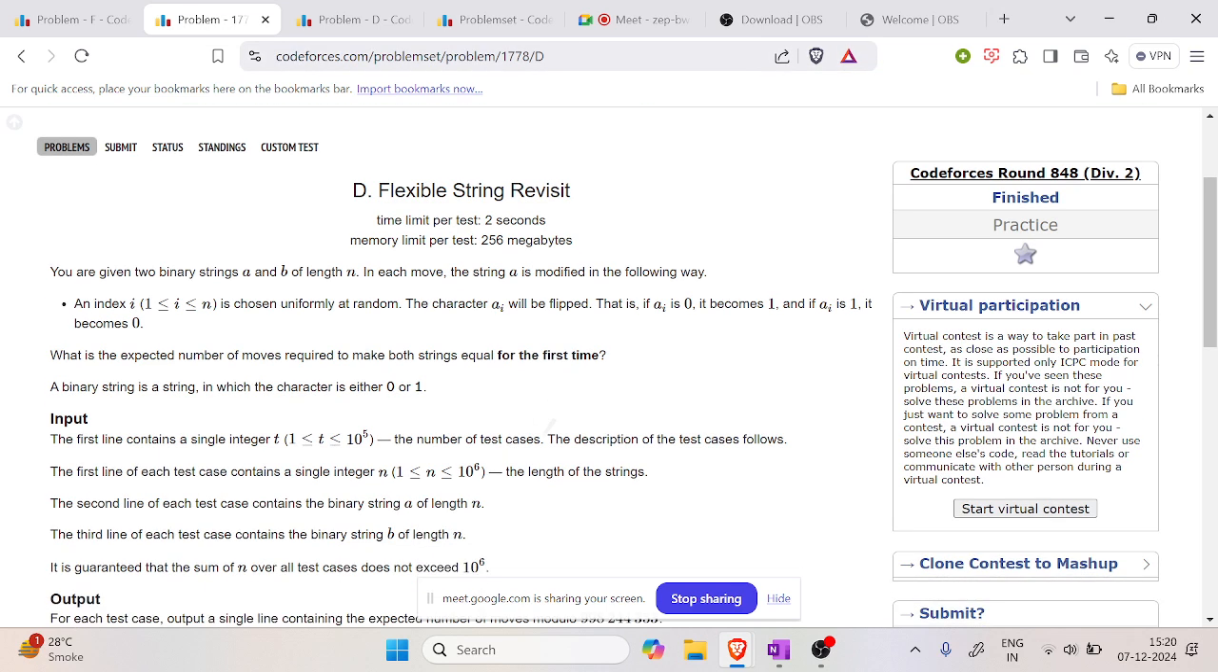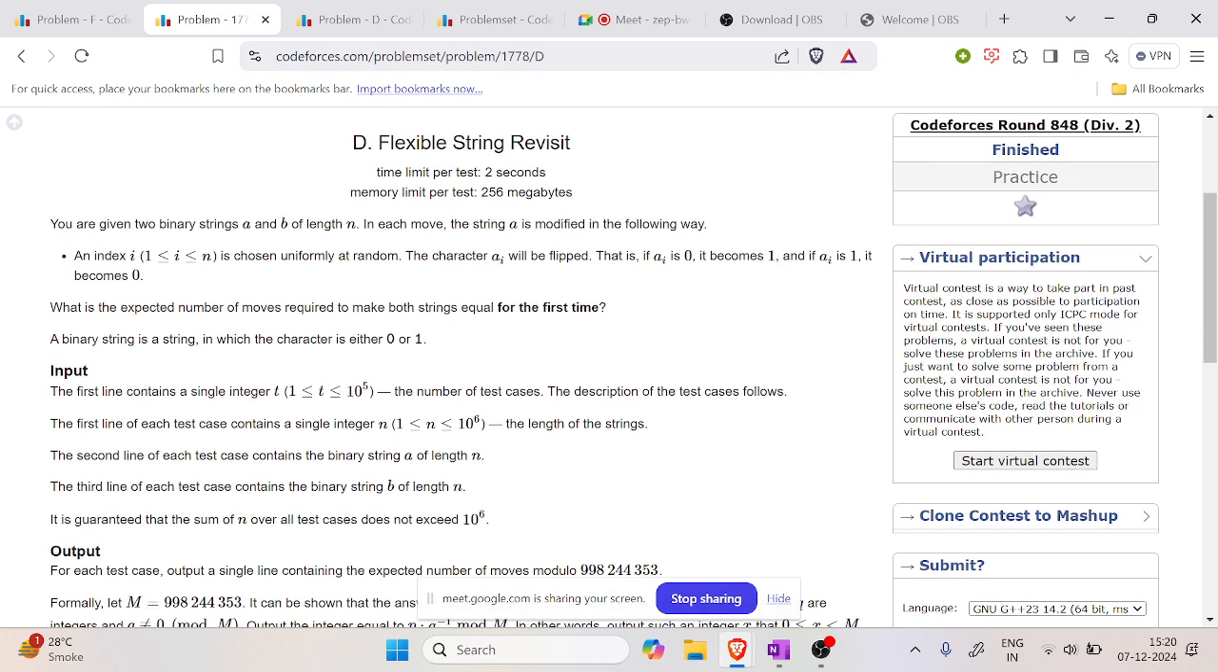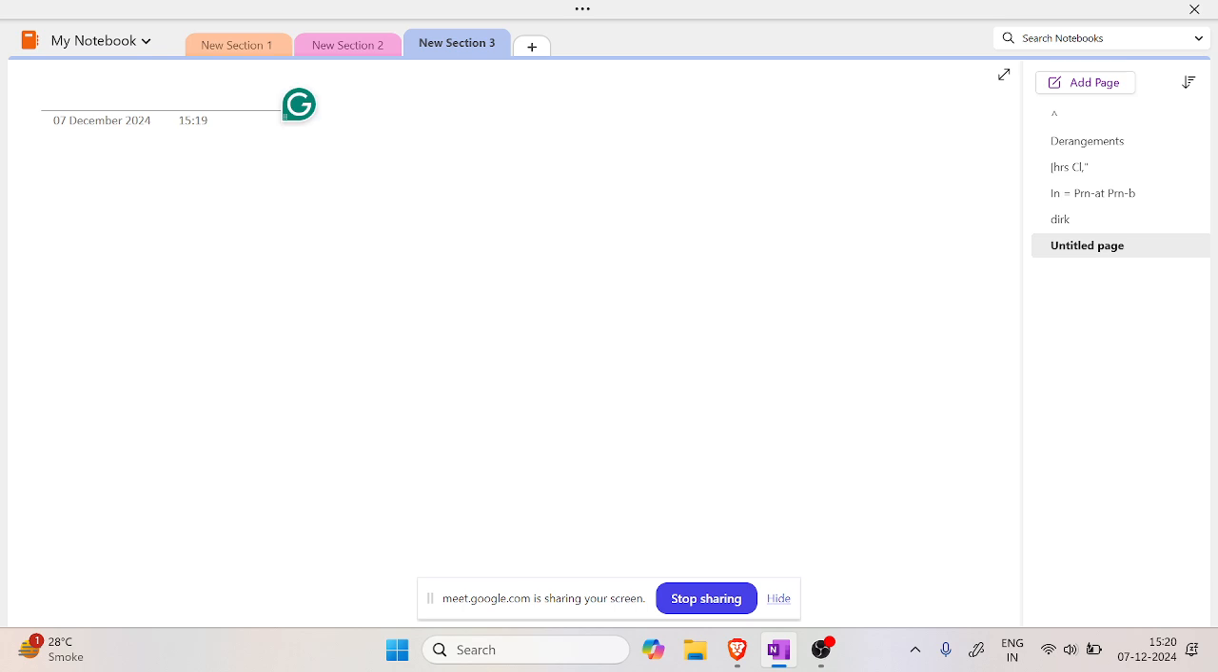So basically, you have two binary strings A and B of length n, and an index is chosen uniformly at random, and A_i will be flipped. It does not matter what it is, it will be flipped. And what is the expected number of moves required to make both strings equal for the first time? Here what you can observe is that only whether A_i is equal to B_i or not matters.